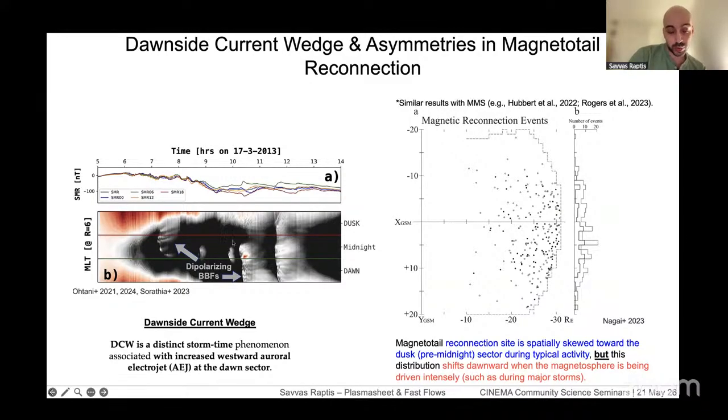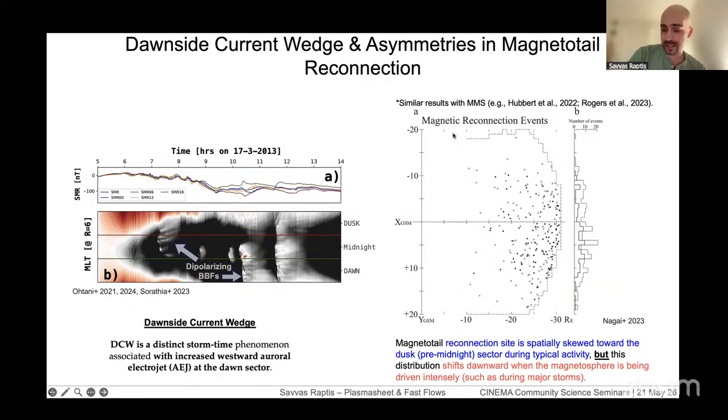Here you can see some simulation results from Sarathi et al., where during the main phase of a storm, as you go towards higher difference between the partial ring current indices in the top panel, you also see the presence of depolarization and bursty bulk flows happening at the dawn.